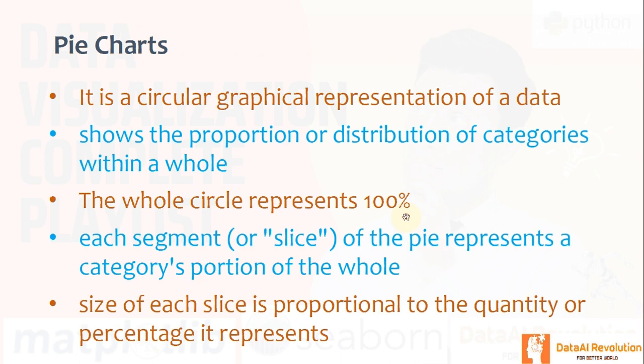So a pie chart is basically a circular graphical representation of data, and it shows the proportion or distribution of different categories within a complete whole. So the whole is basically 100%. It's a circular shape. So the whole circle represents 100%, and every segment or slice will have a different proportion with respect to the quantity and the percentage it represents.